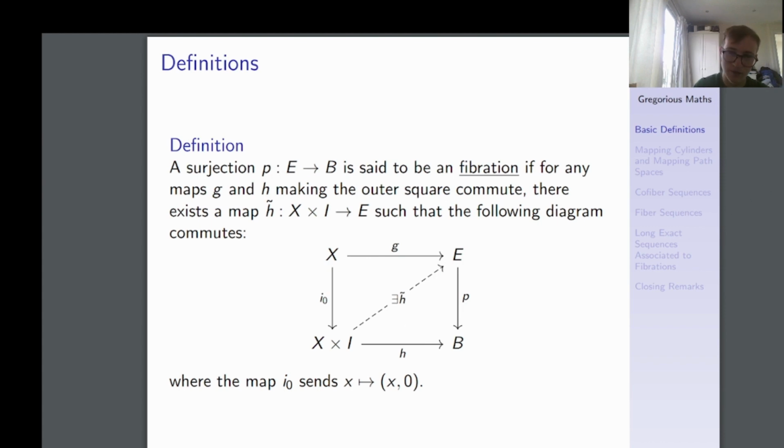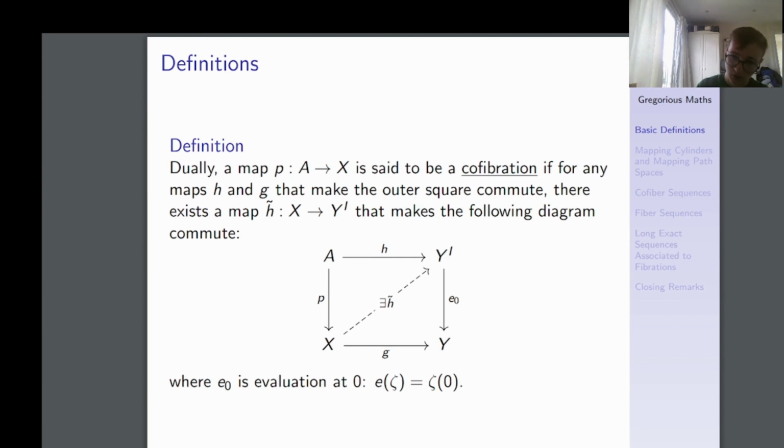And, okay, so similarly, a cofibration is defined very similarly. So, in this case, a map P, so this time our map P is over here, is said to be a cofibration if, again, for maps H and G that make this diagram commute, again, we want a map H tilde, which makes all of these triangles commute.